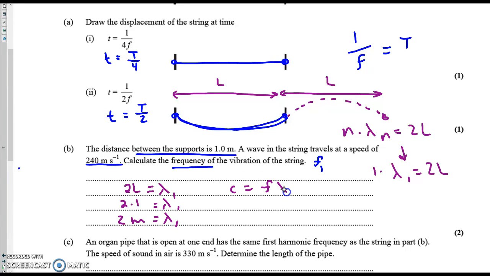Next, we turn to the wave speed equation. We're going to plug in lambda 1, and we're going to calculate f1. Speed is 240 meters per second. Lambda is 2 meters. The meters will cancel. We'll be left with inverse seconds, which is a hertz. And f1 is going to be 120 hertz.